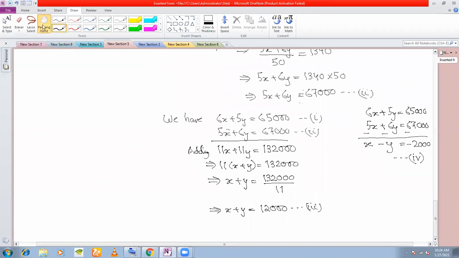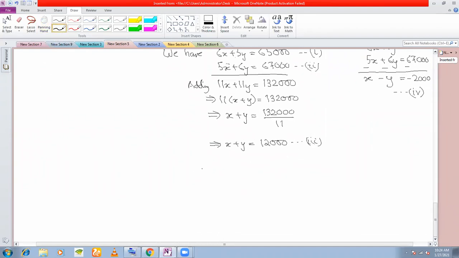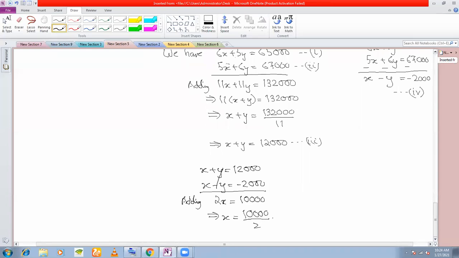Now we solve 3 and 4 again. How do we solve? Again we add and subtract. So x plus y is equal to 12,000 and x minus y is equal to minus 2000. Adding, these two cancel, you get 2x is equal to 10,000. X must be equal to 5,000. That means rupees 5,000 is your investment initially at 12% rate.